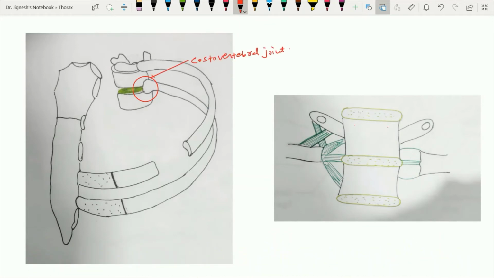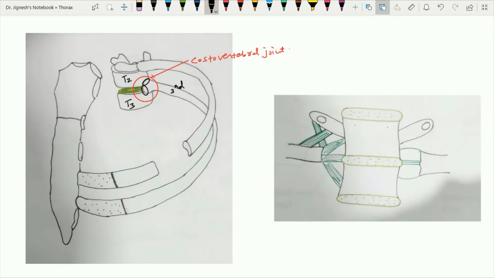When we magnify this figure, this costovertebral joint is formed by the head of the rib, and the head of the rib has two articular facets. The upper articular facet is smaller and articulates with the higher numerical vertebra above, while the lower articular facet is larger and articulates with the corresponding numerical vertebra. So suppose the rib forming the costovertebral joint here is the third rib, then this should be the T2 vertebra and this should be the T3 vertebra.